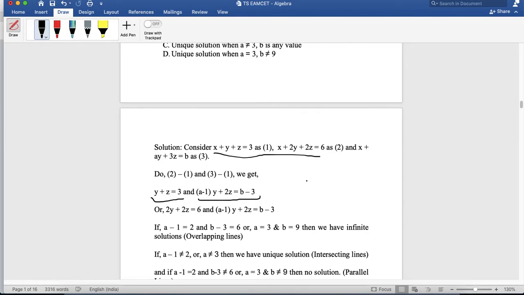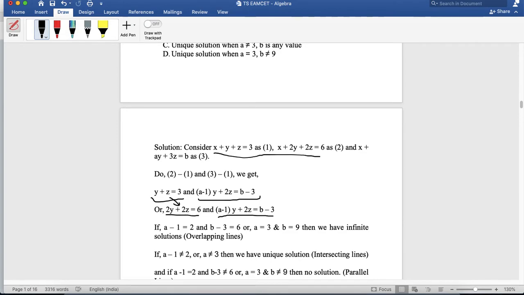Now from this, I want to know if I have a unique solution or no solution or infinitely many solutions. So I have to compare the coefficients of y and z. Over here I have 2, so I have changed this to this so that the comparison is easy. So I multiplied this equation by 2 on both sides, so I get 2y plus 2z equals 6, and I have a minus 1 y plus 2z equals b minus 3.